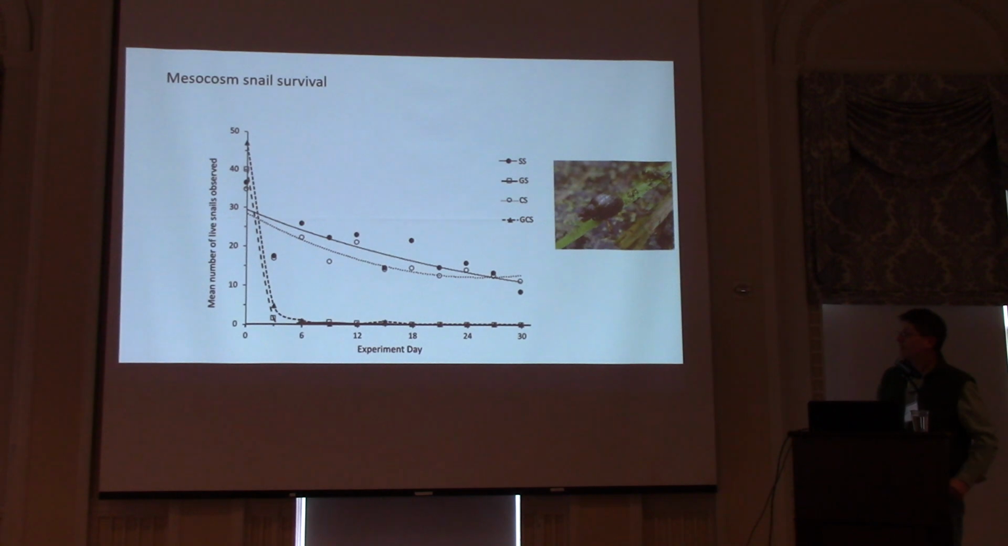Switch to the mesocosm, and the first thing we notice is the response to gobies was terrible. As you saw in the lab, within 30 minutes they stopped responding to gobies. In the field, all treatments that had gobies consumed all the snails within 2 days. Right? So the gobies are very efficient snail predators. They just ate them all.